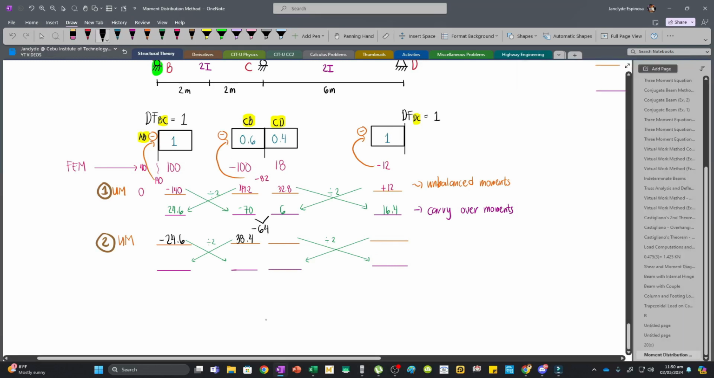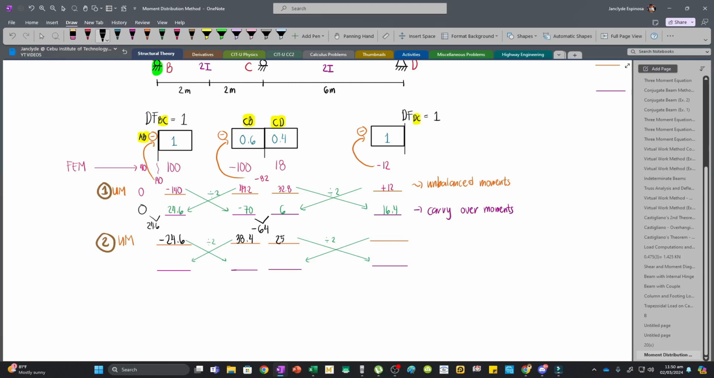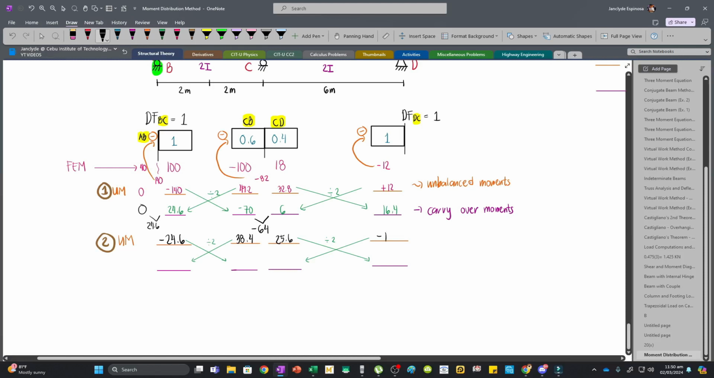By the way, this essentially has 0 right here, and so the sum of these will just be this value. That's why this is 24.6 times negative 1, and then this is minus 24.6. I hope that's clear. And then here we have minus 64 times 0.4, that'll be 25.6. So 25.6. And then here, 16.4 times negative 1 will be minus 16.4.